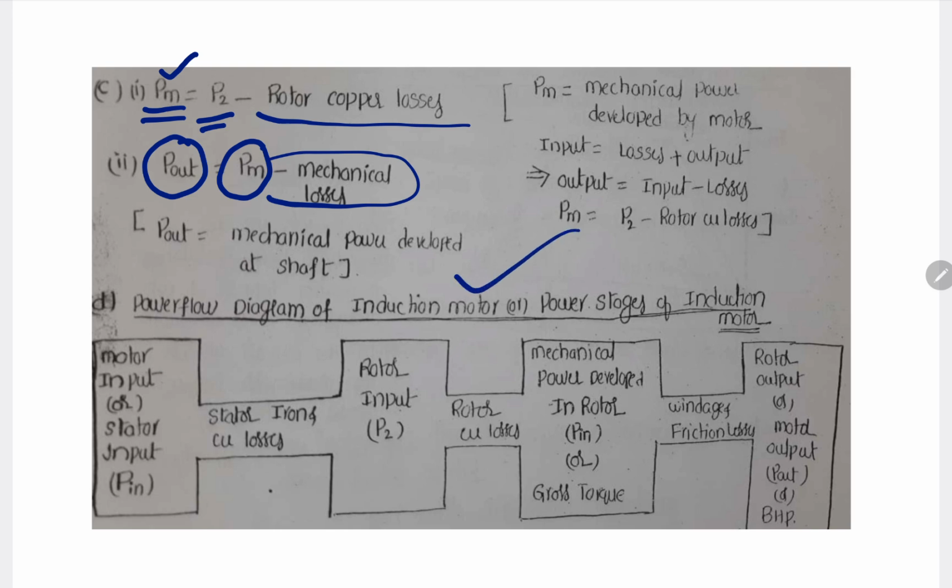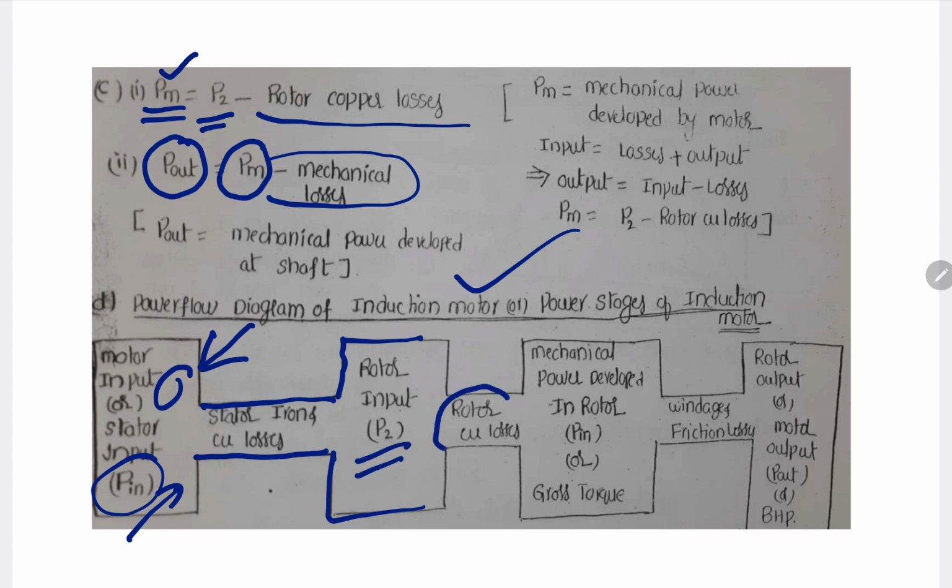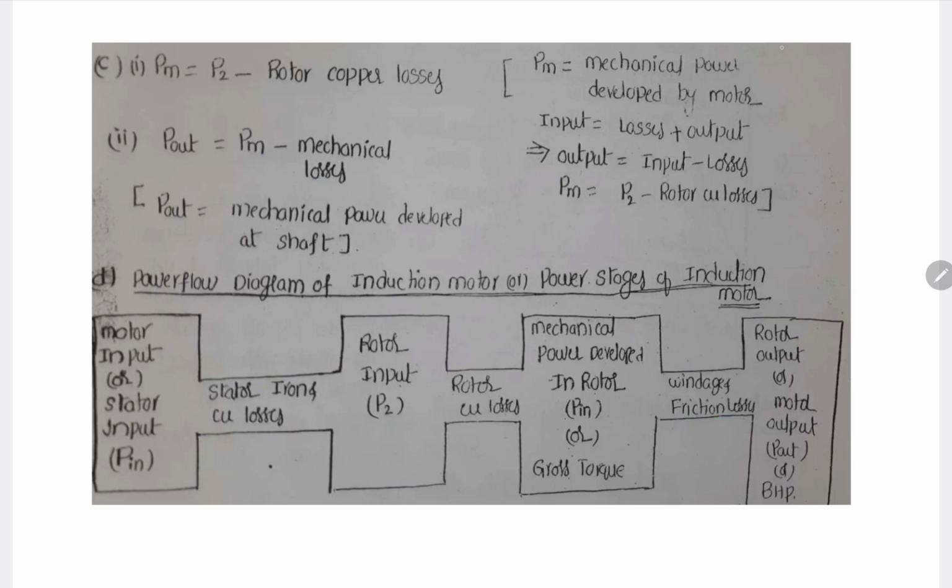So let us see the power flow diagram of the induction motor, or power stages. Initially we give the three-phase AC input to the stator winding, that I am calling P input. In that power input, some power is wasted in the form of stator iron losses and copper losses, and the remaining power is given as input to the rotor, that we are calling P2. In that, some rotor copper winding losses will be there. Remaining is converted into mechanical power that is developed in the rotor. In that mechanical power, some power is wasted in the form of windage and frictional losses, mechanical losses, and the remaining output power is given to the load, that is the mechanical output of the three-phase induction motor. So here you see, mechanical power output is equal to, already this is completed.